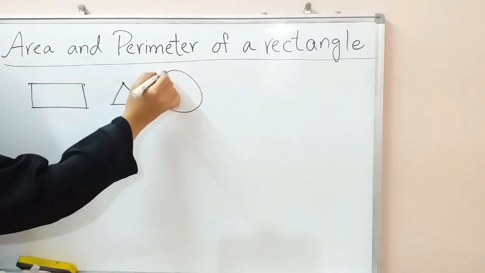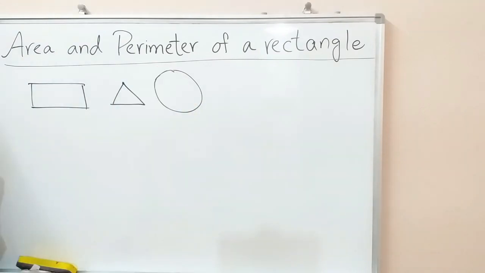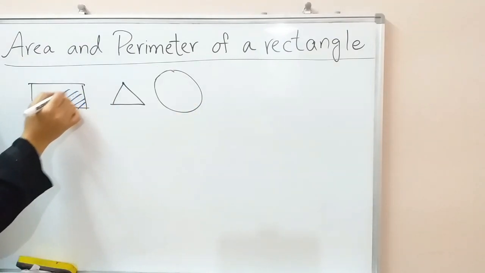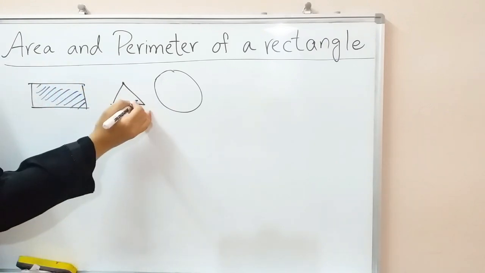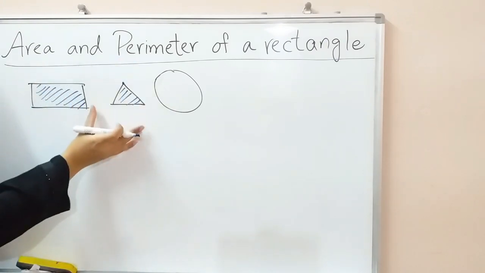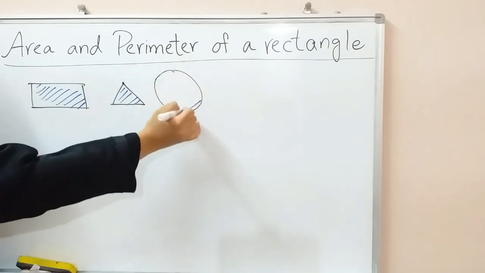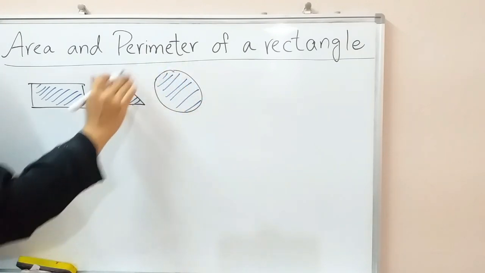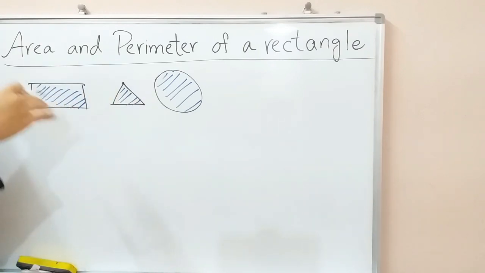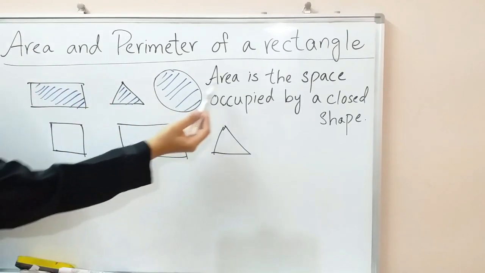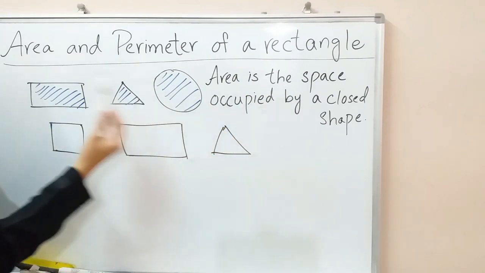These shapes are all flat, meaning the space that is occupied by this rectangle is its area. The space this triangle is occupying is its area. The space this circle is occupying is its area. So the area is the space occupied by a closed shape.